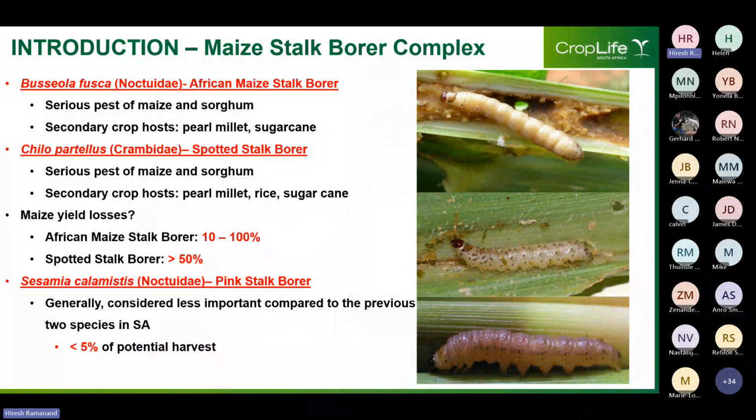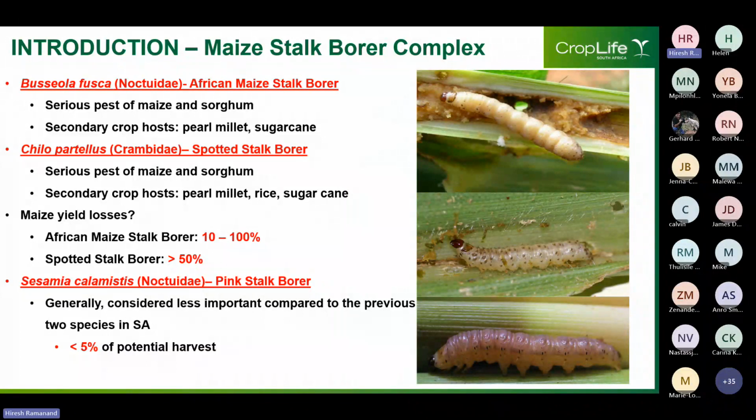Now, Busseola fusca and Sesamia calamistis were present in South Africa before the extensive cultivation of maize, sorghum, and other crops began. After the introduction of extensive cropping systems, these species became pests and are now considered to be important pests of maize and sorghum in the country. As early as 1920, annual maize yield losses of up to 10% were ascribed to Busseola fusca, making this species the major pest of maize in South Africa. It is estimated that second-generation larvae of the species can cause up to 100% yield loss if left unchecked.